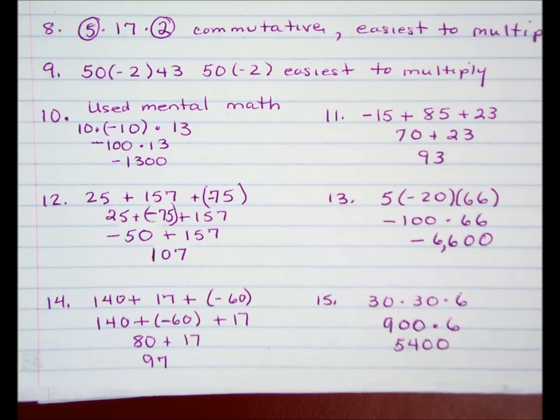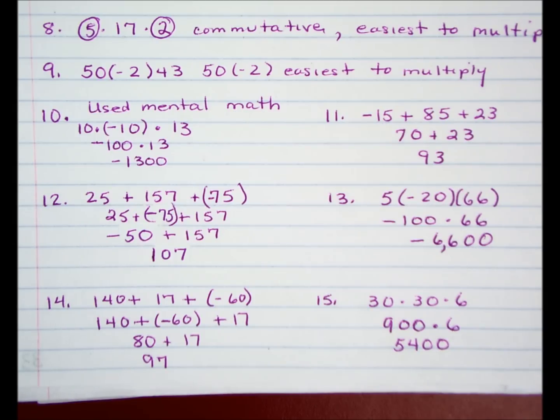Number 12, they ask you to use 25 plus 157 plus negative 75. So 25 plus negative 75 would be negative 50, and negative 50 plus 157 would equal 107. Number 13 was 5 times negative 20 times 66. You should have done 5 times negative 20 is negative 100, times 66 to get negative 6600. And number 14 was 140 plus 17 plus negative 60. Negative 60 and 140 would be 80, and 80 plus 17 would be 97.